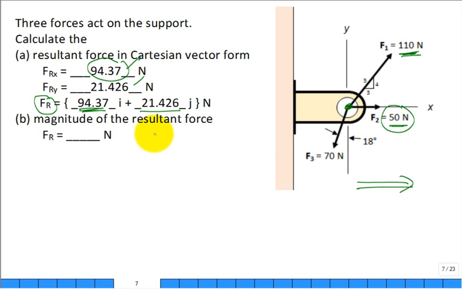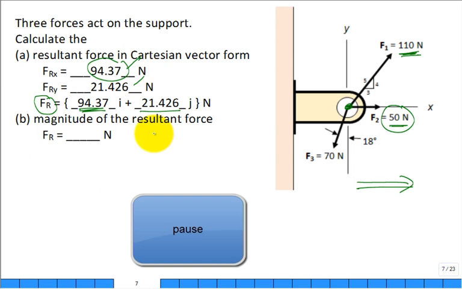This is a confidence builder in case I diminished your confidence on the previous problem. Right? Kind of like soft, hard, soft, hard.